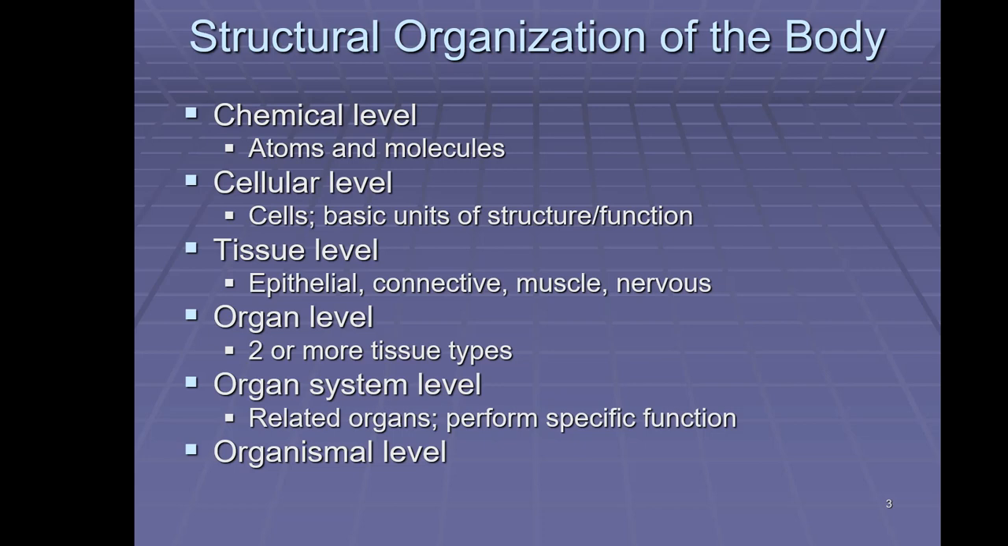Then we have the organ level. So tissues get together and form organs. An organ might be the liver or the heart. And an organ is 2 or more tissue types working together to form a structure that has a specific function. And then we have the system level, or the organ system level, and this is a group of related organs working together to perform a specific function. This could be like the cardiovascular system, which consists of the heart and the blood vessels and the blood all working together. Then all these systems get together and make up the entire organism, and we'll call that the organismal level.